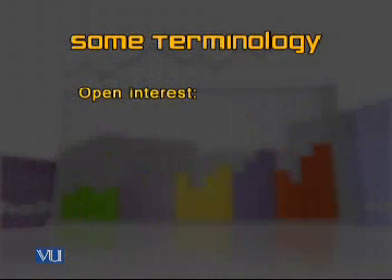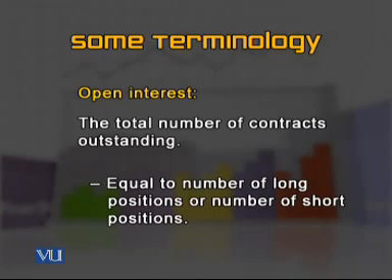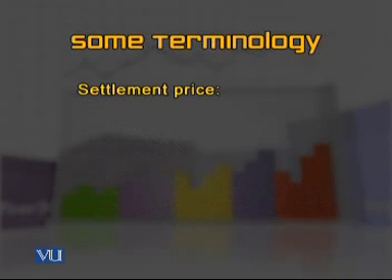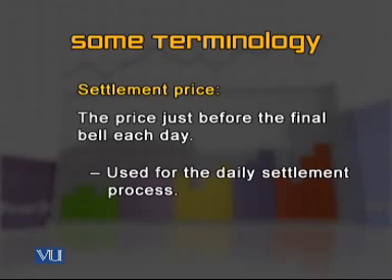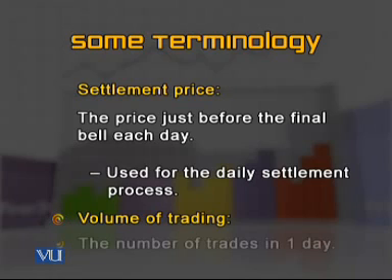More words for you to remember, more words to be joined in for your dictionaries. Open interest is another word you need to remember. Open interest is the total number of contracts outstanding that have not been settled. Settlement price is the price just before the final bell each day. Volume of trading is the number of trades in one day.